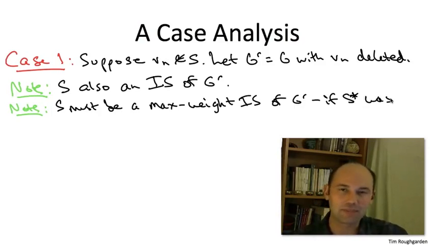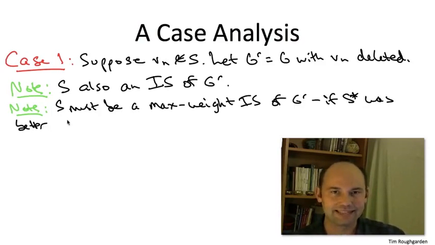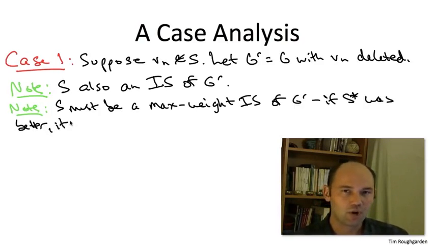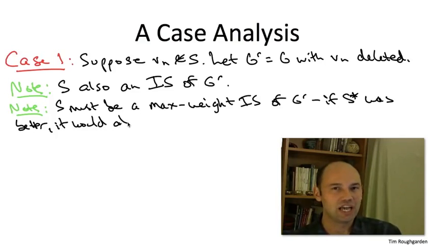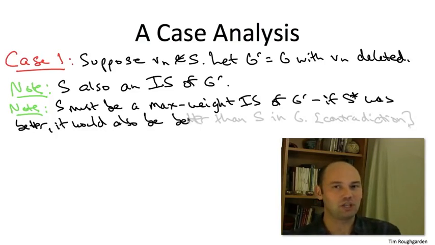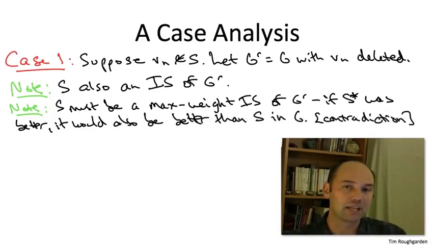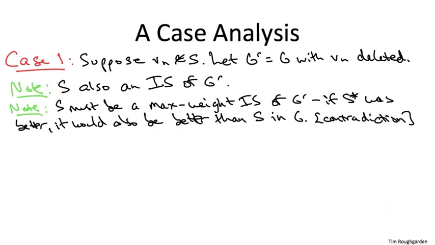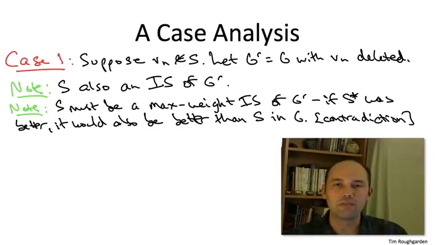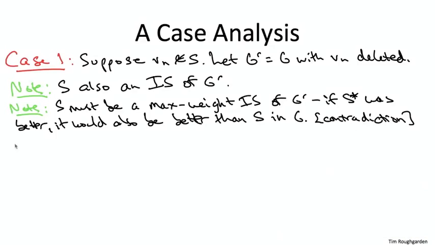Why? Well, if there was something better than S in G prime, we could take that exact same independent set S star, regard it as an independent set in G, and of course it would still be better than S in G. But that contradicts our assumption that S was a max weight independent set in G. So summarizing, if the max weight independent set S of the original path graph G does not include the rightmost vertex, it can be very simply described in terms of an optimal solution to a smaller subproblem. It literally is a max weight independent set of G prime, the path graph with one fewer vertex.